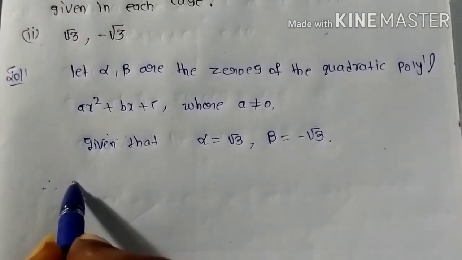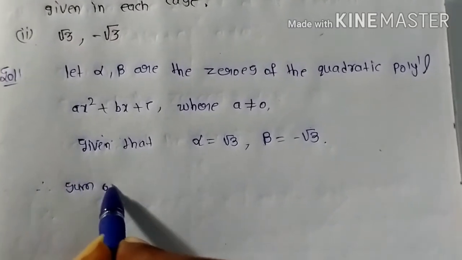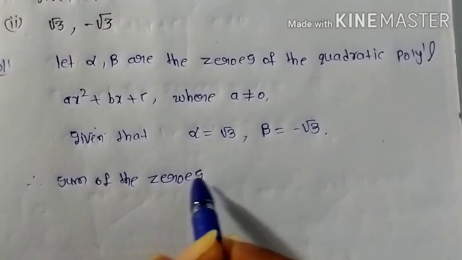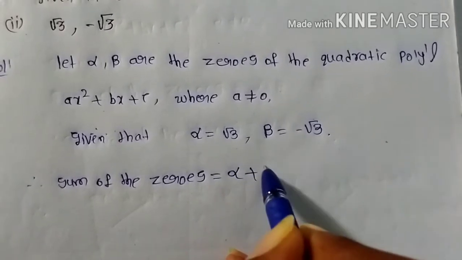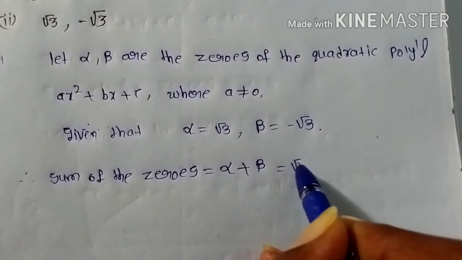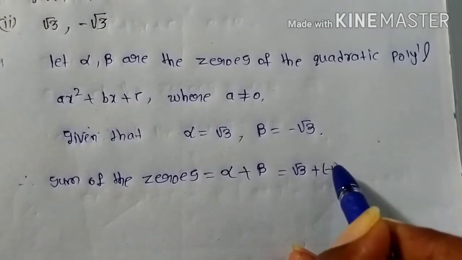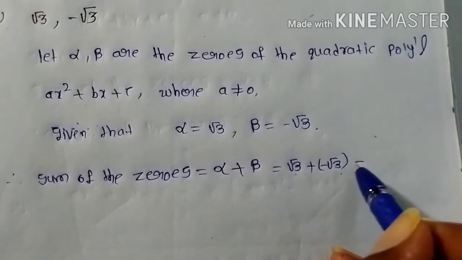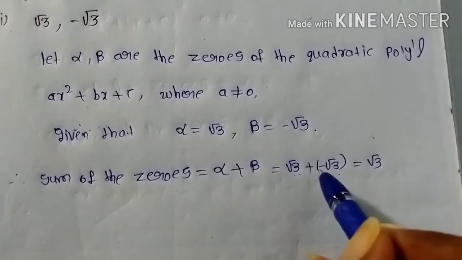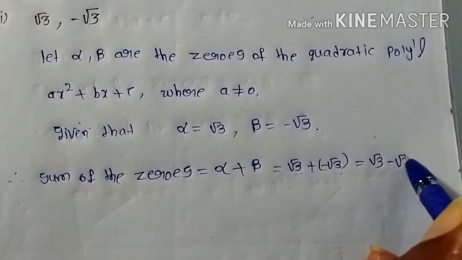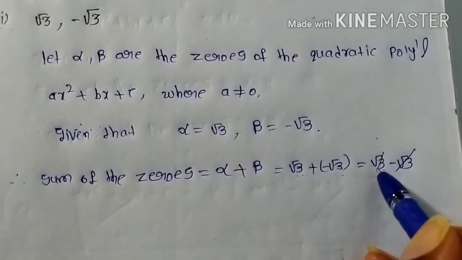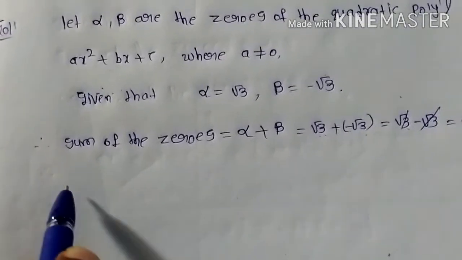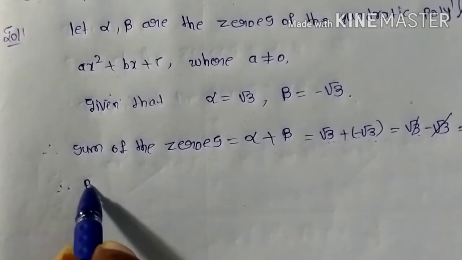First of all, I am writing the sum of the zeros. You know that the sum of the zeros is equal to alpha plus beta. That means you can write root 3 plus minus root 3. Yes or no? This is alpha, this is beta. Just add here. That means root 3 plus into minus root 3. Root 3 minus root 3, both will be cancelled. That means you are getting how much? 0. Alpha plus beta is equal to how much? 0.